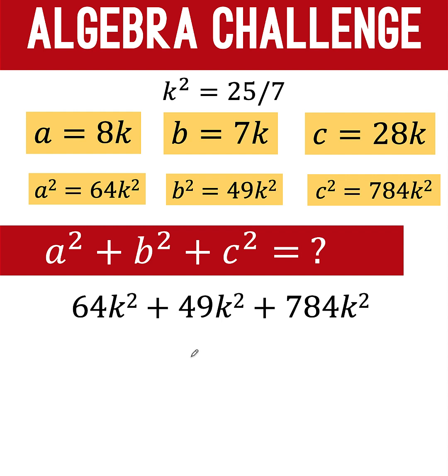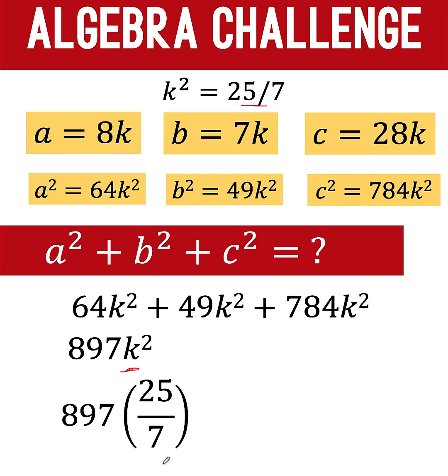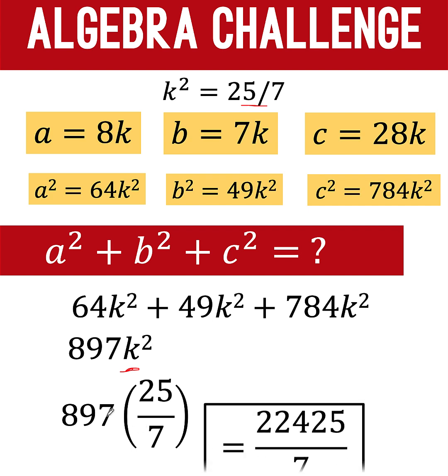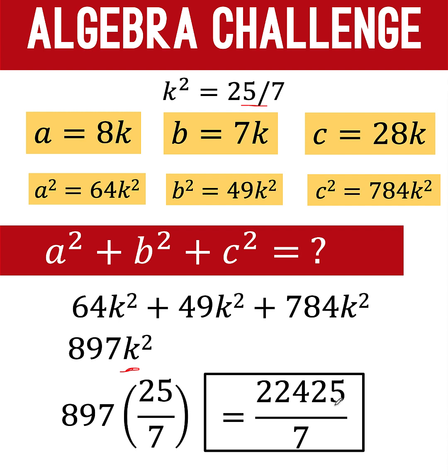This is now the result. They are all like terms with variable k squared as the common variable. So we can now find the sum of these like terms, and that is equal to 897k squared. Because 64 plus 49 plus 784 is 897, and we copy the common variable k squared. But what is the value of k squared? We said k squared is 25 over 7. So let's replace k squared by 25 over 7. And simplifying, this is equal to 22,425 over 7.